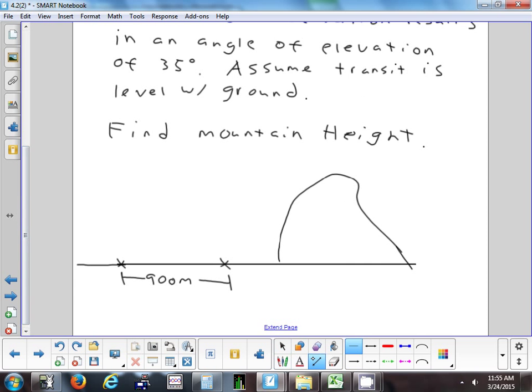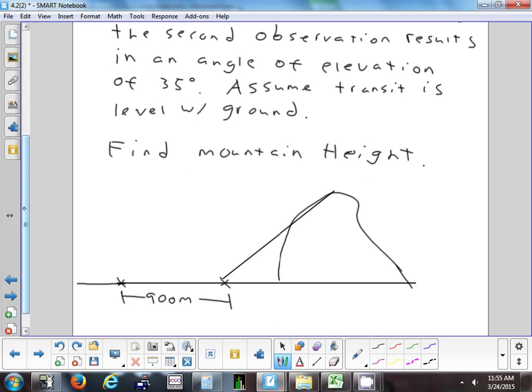And let's draw in an angle of elevation to the top of the mountain. What was our first angle? Yep, first one was 47. Okay, backs up 900 meters, does it again. Notice the angle gets a little smaller because they're further away. Now it's 35.